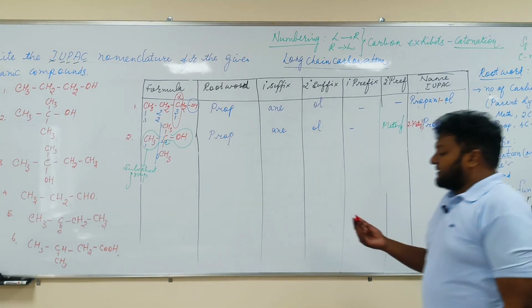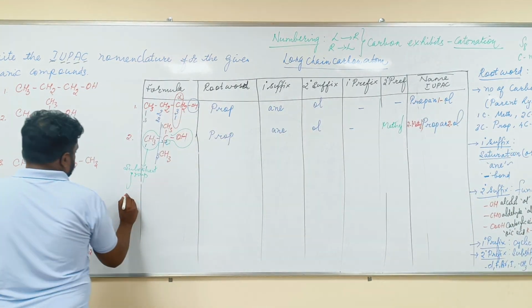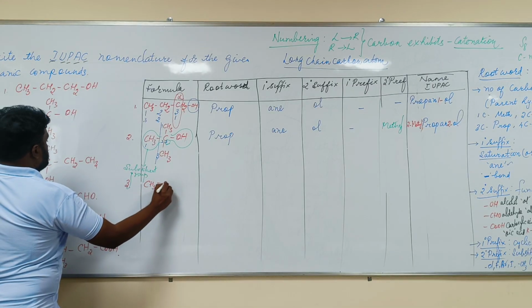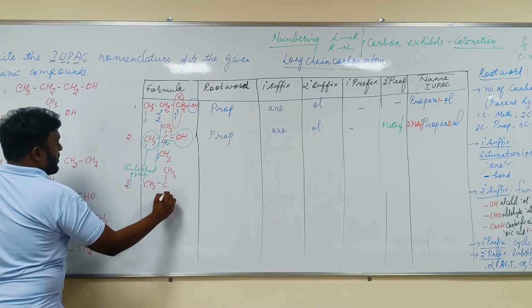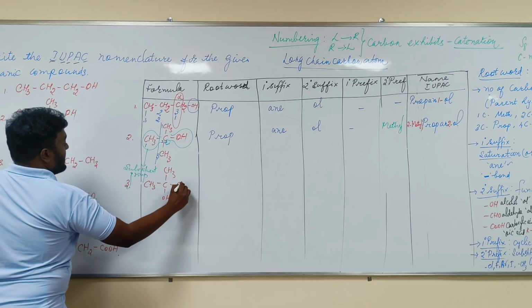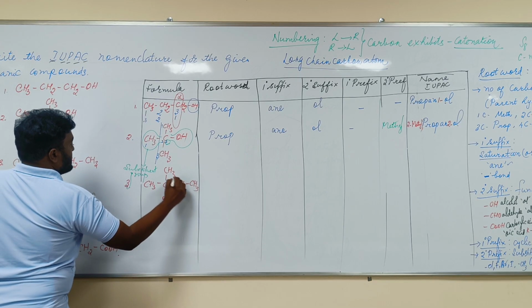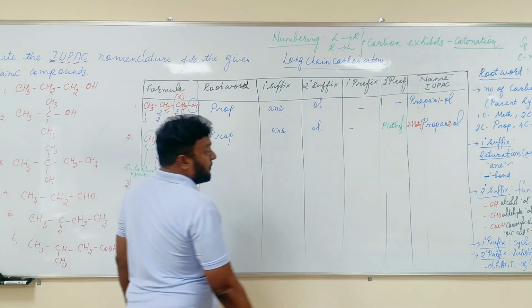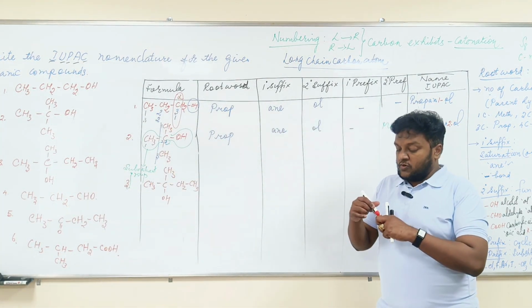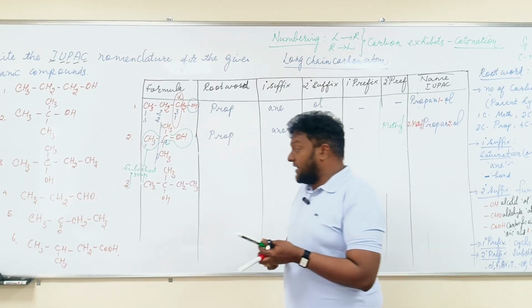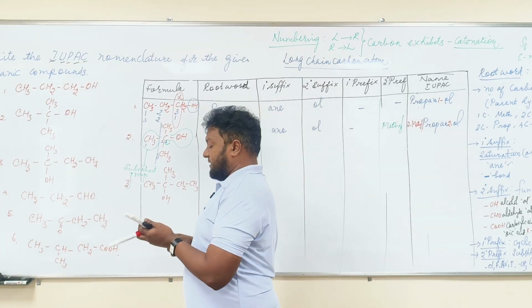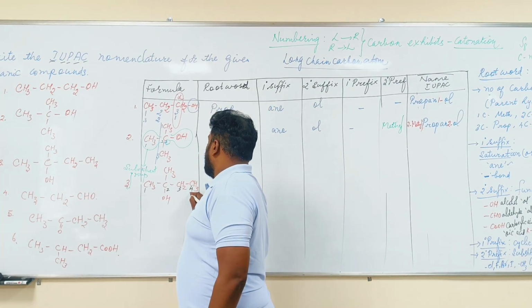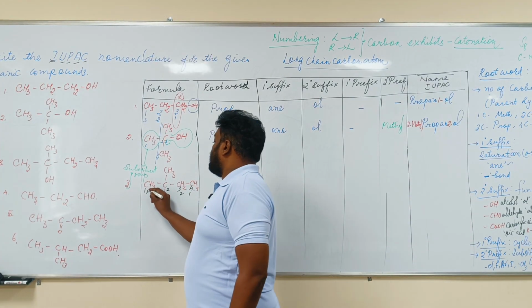Now we go to the third example. What is the third example? See, CH3, bond, C, bond, CH3, bond, OH, bond, CH2, bond, CH3. This is the structure, and for this compound we have to give the IUPAC nomenclature. So again, the longest carbon chain we have to take, and we have to give the numbering accordingly. The longest chain from here: 1, 2, 3, 4.